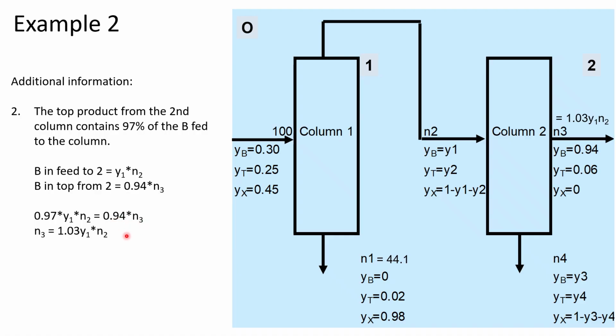So although we're not able to solve explicitly for a value for N3, we find that N3 can be calculated if we know Y1 and N2, and we're going to substitute this expression into our process flow diagram over here. As you can see right below the number 2 here, we have introduced that N3 is equal to 1.03 times Y1 times N2.